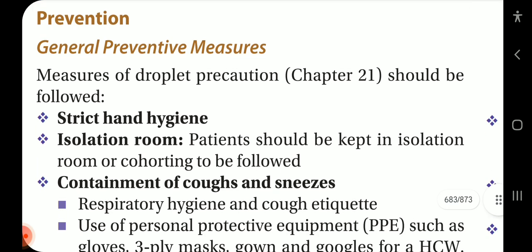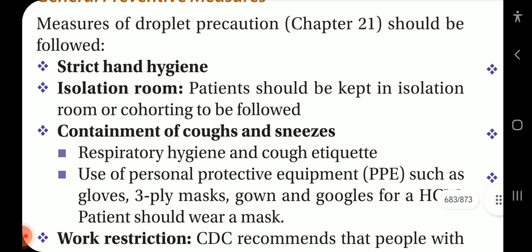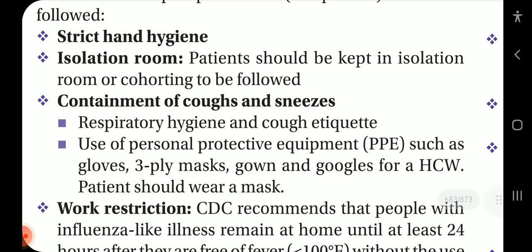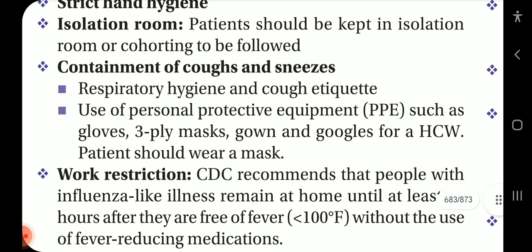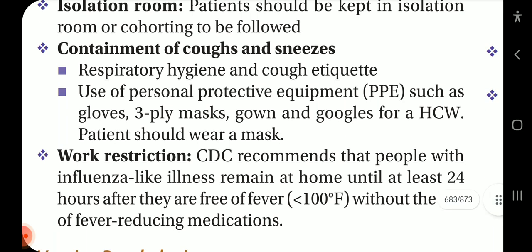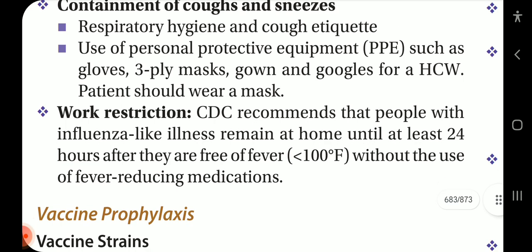Now, the general preventive measures: droplet precaution should be followed. Strict hand hygiene, isolation room. Patients should be kept in isolation room, or cohorting is to be followed. Containment of coughs and sneezes. Respiratory hygiene and cough etiquette should be followed. Use of personal protective equipment such as gloves, 3-ply mask, gown, and goggles for healthcare workers. Patient should wear a mask.